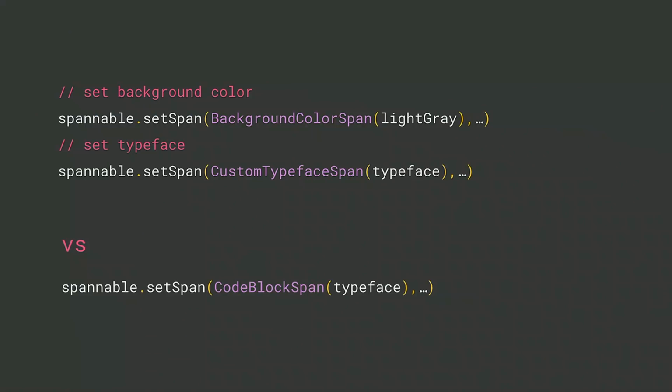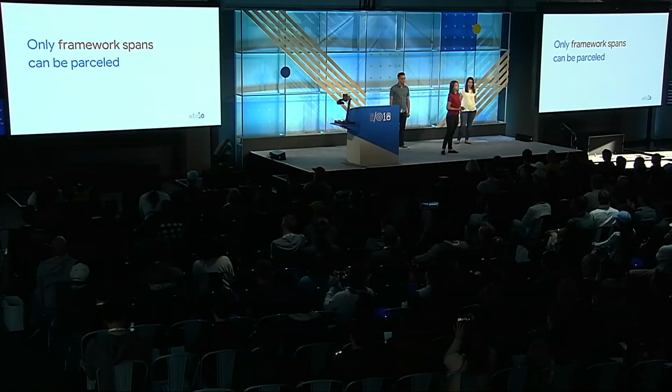OK, so now we have two different ways of styling our code block. One with composing multiple spans, one from the framework and a custom one, and another way where we're using a custom span. So which one should you use? To help you decide, there's one important piece of information that you need to remember. Only framework spans can be parceled. So there are two common cases when the spans are parceled.